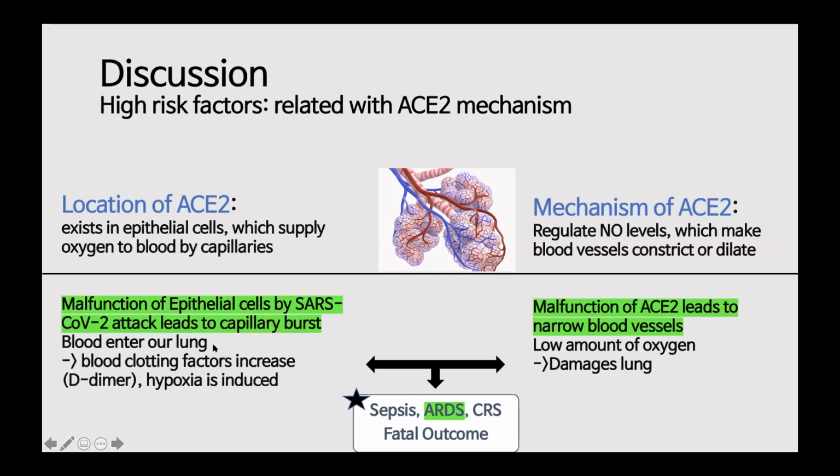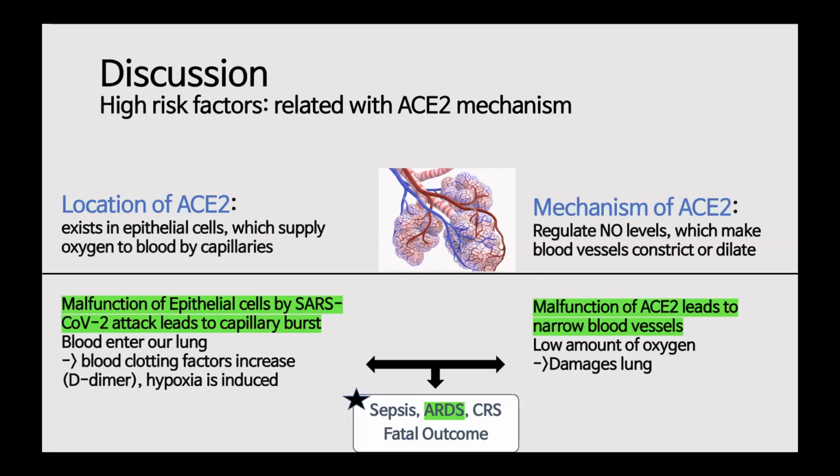So this is the damage on our epithelial cells, and we also have to talk about how the ACE2 reacts to control our body. So ACE2, its main function is to regulate the nitric oxide levels. And as you all know, nitric oxide makes our blood vessels constrict or dilate. So if this is disrupted, our blood vessels are out of control. So this means that we have lower oxygen levels and we have a damaged lung.